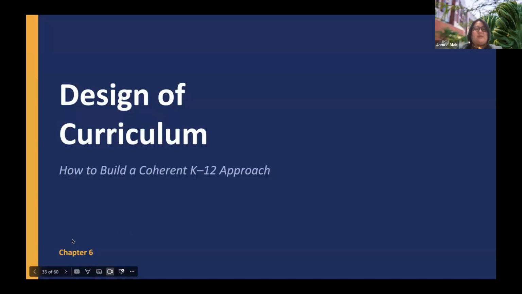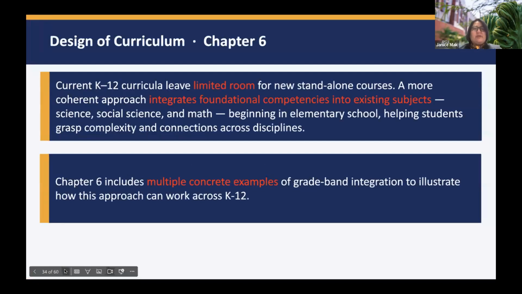So along with chapter 5, we have chapter 6. How do we build a coherent K-12 approach? When we're thinking about designing the curricula, there's limited room, as we discussed at the very beginning, for new standalone courses. So thinking about the landscape that we have and really taking integration as the route, integrating these foundational competencies into what's already existing. We don't talk a lot about social science, but really thinking about just across the curriculum in science, in math, throughout. And chapter 6 also includes several concrete examples to illustrate how this can work in K-12.